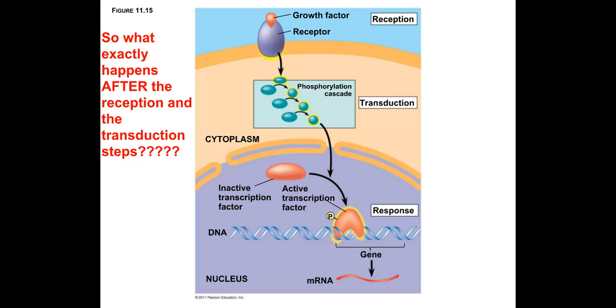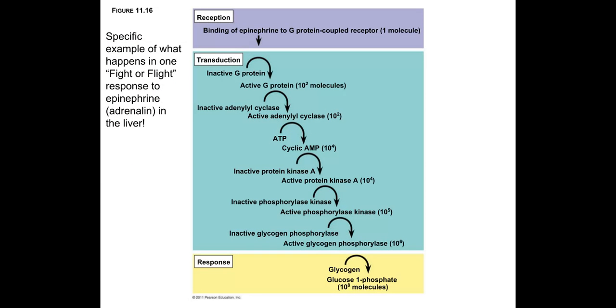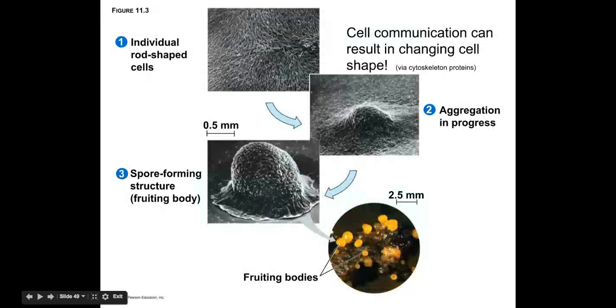So what exactly happens after the reception and signal transduction steps? Well, with the example of epinephrine, one of the things that can happen is that glycogen, which is a starch molecule that is in the liver and in the muscles, can be broken down into glucose. And so you get this burst of fuel that the cell probably needs for a fight or flight response. And that's just one of the examples of a response that can happen.